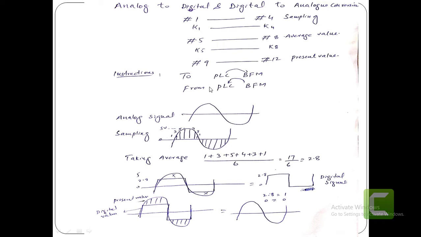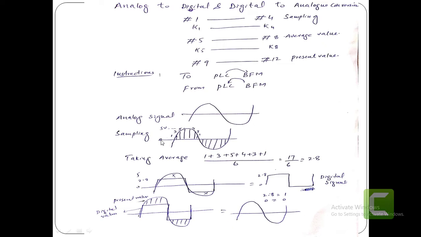When we have an analog signal, this is an analog signal. The first step to convert an analog signal to the digital is sampling. First of all, we will take samples of a signal. So these are the samples.